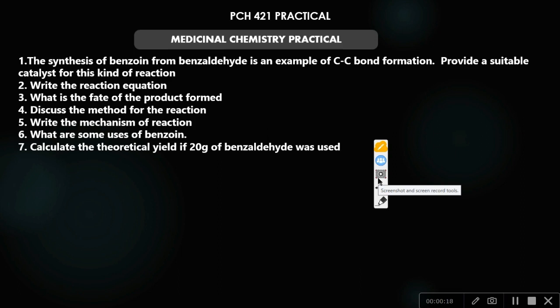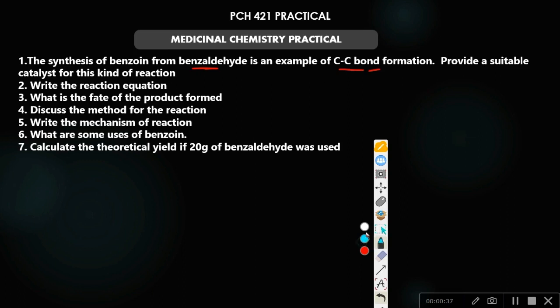Now, the question says the synthesis of benzoin from benzaldehyde is an example of a carbon-carbon bond formation. This is an important question also. They may ask you, what kind of reaction is the synthesis of benzoin from benzaldehyde? It is an example of a carbon-carbon bond formation. Or you can say that it is a condensation reaction. Any one of these you say is actually very correct.